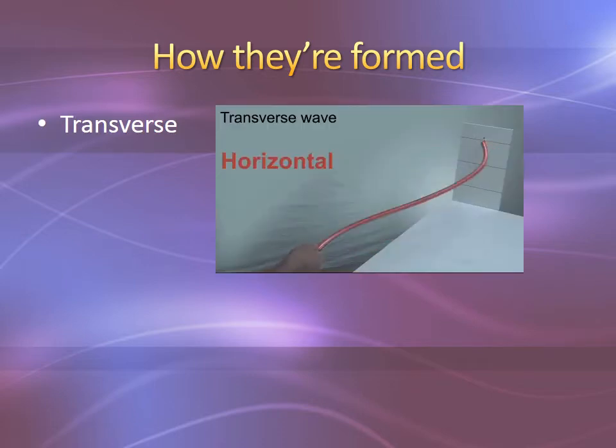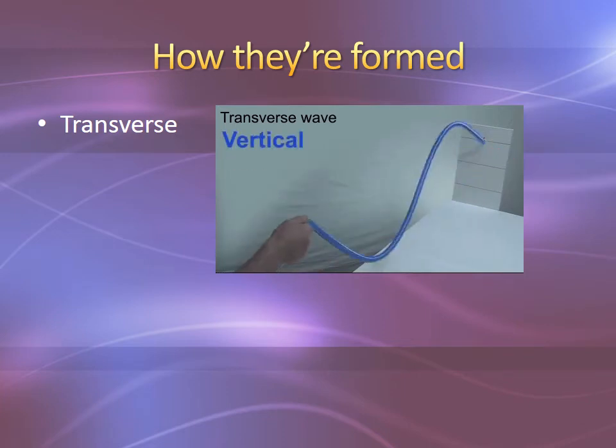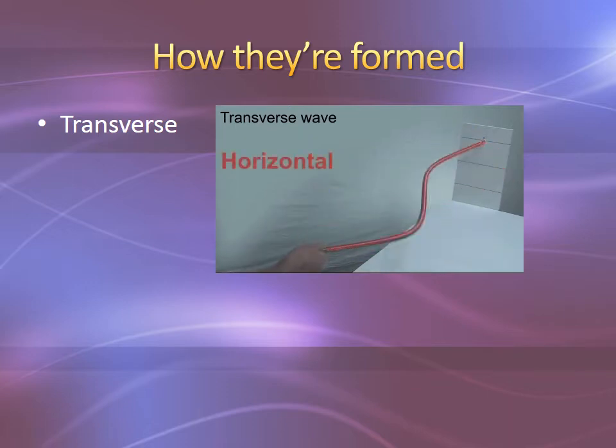So we can also classify waves based on how they're formed. Okay, the first one is a transverse wave. So this is what we kind of traditionally think of as looking like a wave. And these can be either horizontal or vertical. The example here is with a slinky.